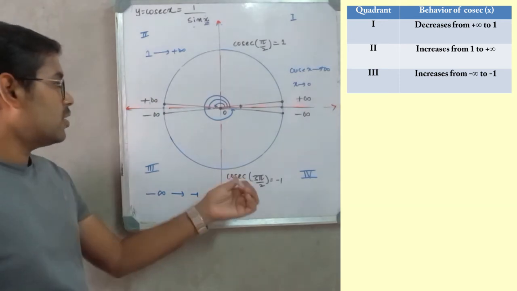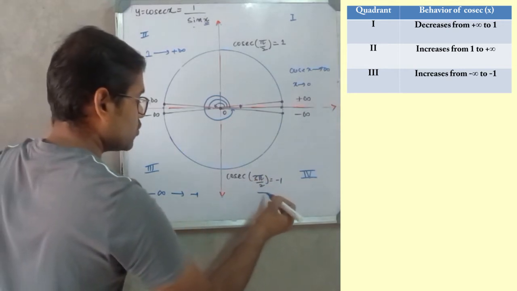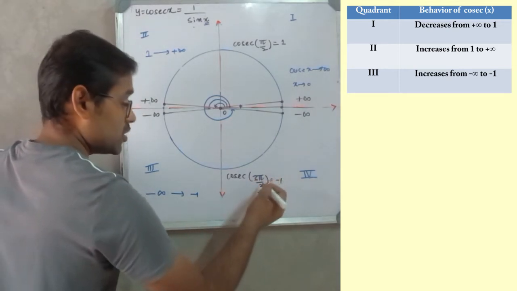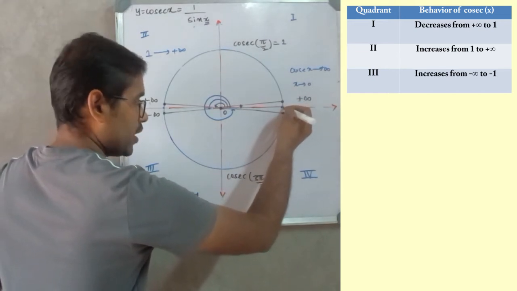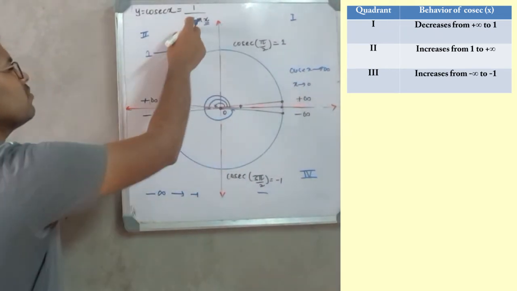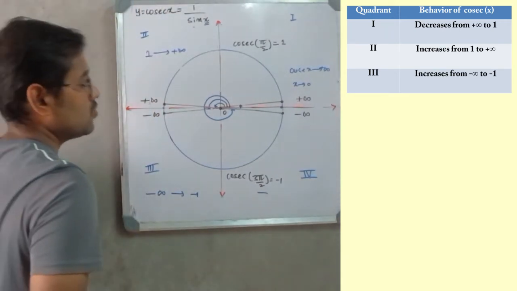Similarly, in the fourth quadrant, it increases. In the fourth quadrant, at x is equal to 3 pi by 2, cosec 3 pi by 2 is minus 1. And if you come closer to 2 pi, again the value of sine will be 0. So cosec x will be a very large number.